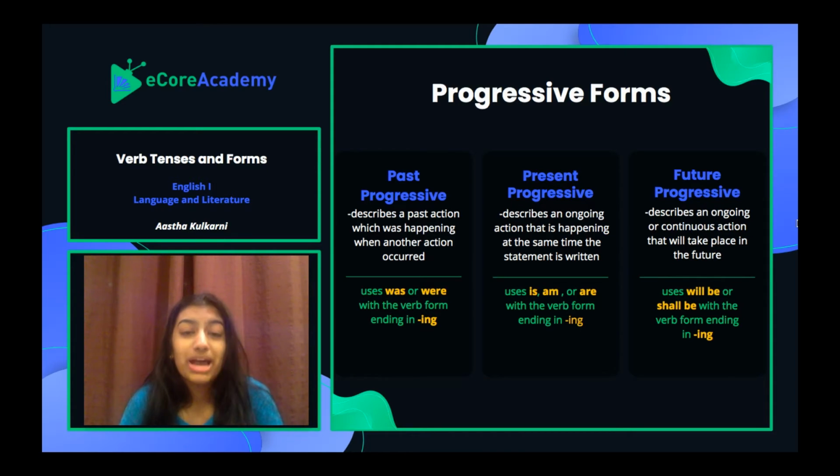So first we have past progressive. It describes a past action which was happening when another action occurred. It uses was or were with the verb form ending in -ing. Present progressive describes an ongoing action that is happening at the same time that the statement is written. This form uses is, am, or are with the verb form ending in -ing. And lastly, we have future progressive, which describes an ongoing or continuous action that will take place in the future. It uses will be or shall be with the verb form ending in -ing.